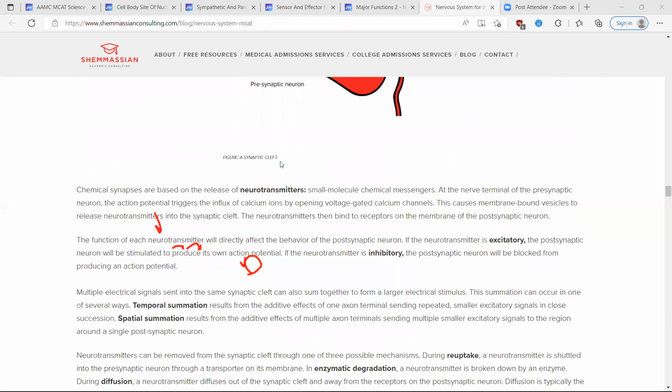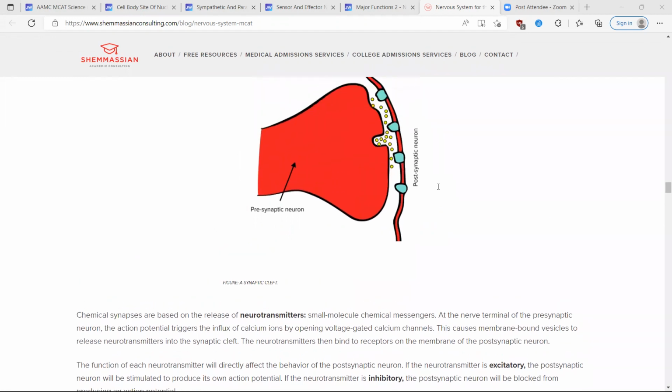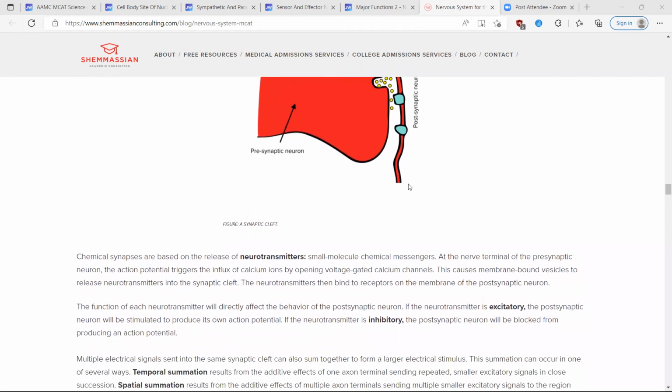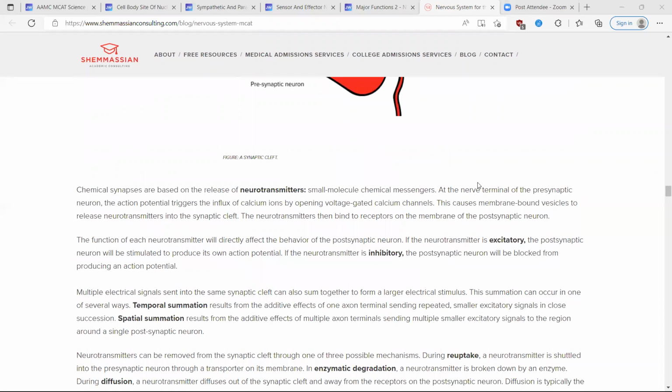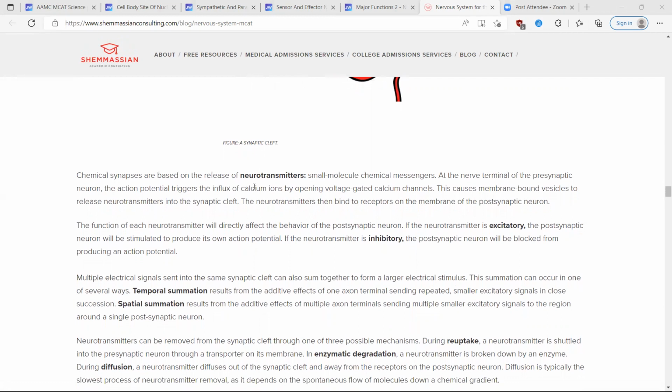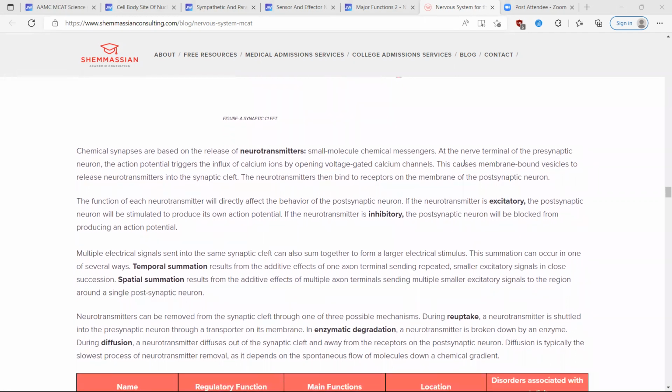You may have heard of something called a neurotransmitter. This is what a neurotransmitter is: a molecule that allows for the transmission of a signal between neurons. They are small molecule chemical messengers. At the nerve terminal of the presynaptic neuron, the action potential triggers the influx of calcium ions by opening voltage-gated calcium channels. This causes membrane-bound vesicles to release neurotransmitters into the synaptic cleft. The neurotransmitters then bind to receptors on the membrane of the postsynaptic neuron.